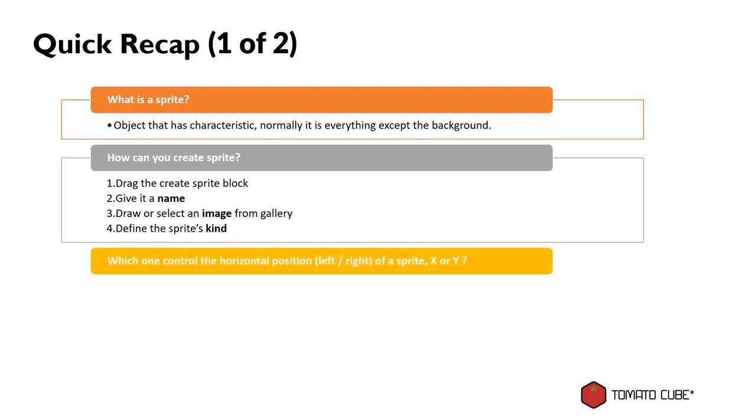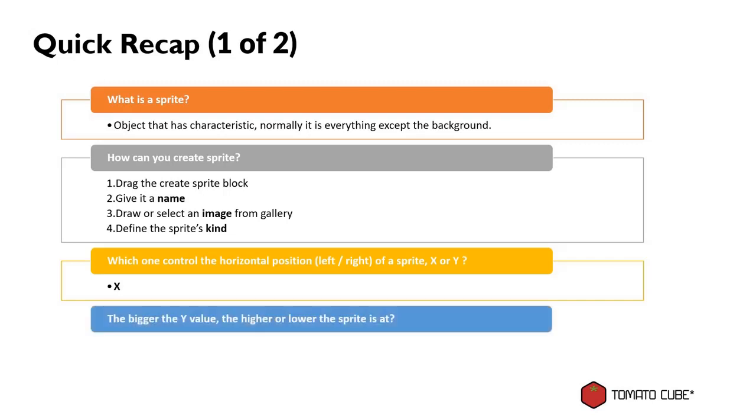Which one controls the horizontal position, or left or right, for the sprite? Is it the x-axis or the y-axis? So which one controls the horizontal position? That will be the x value. So the bigger the y value, the higher or lower the sprite is? The bigger the y value, the lower the sprite is going to be located.